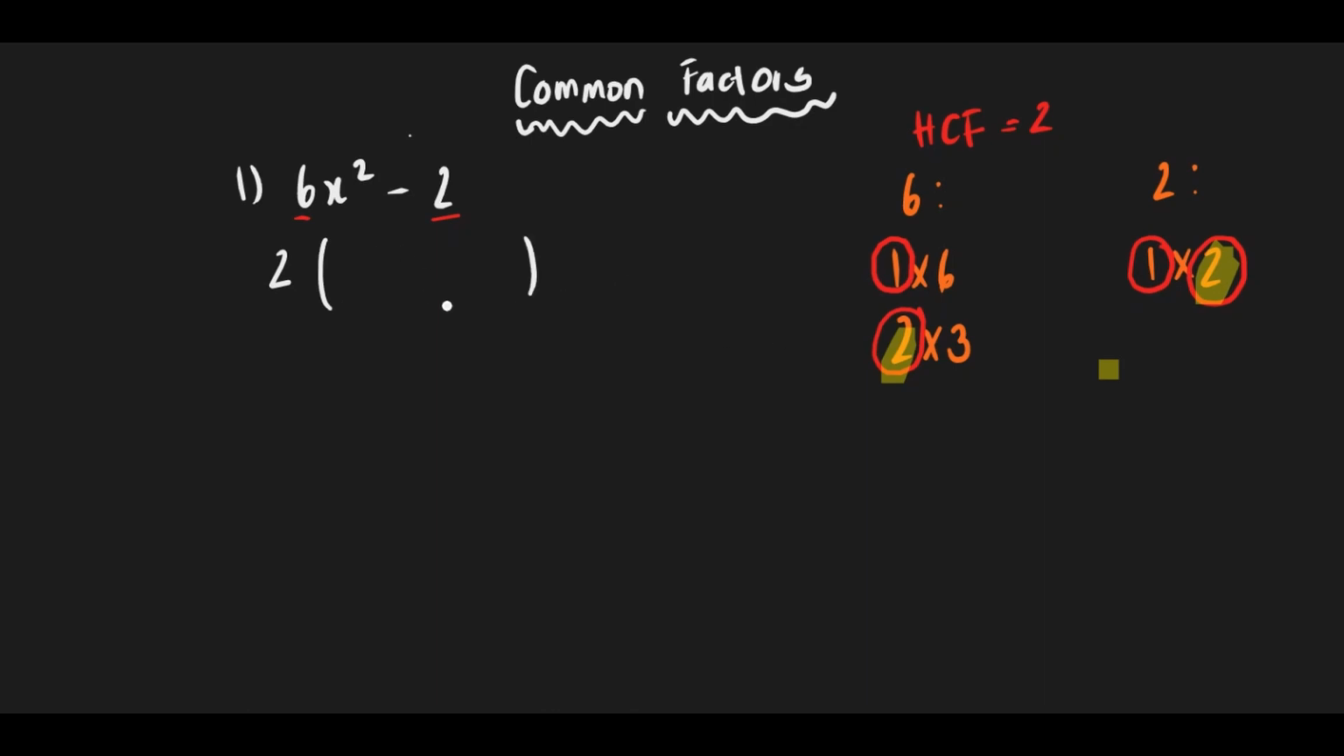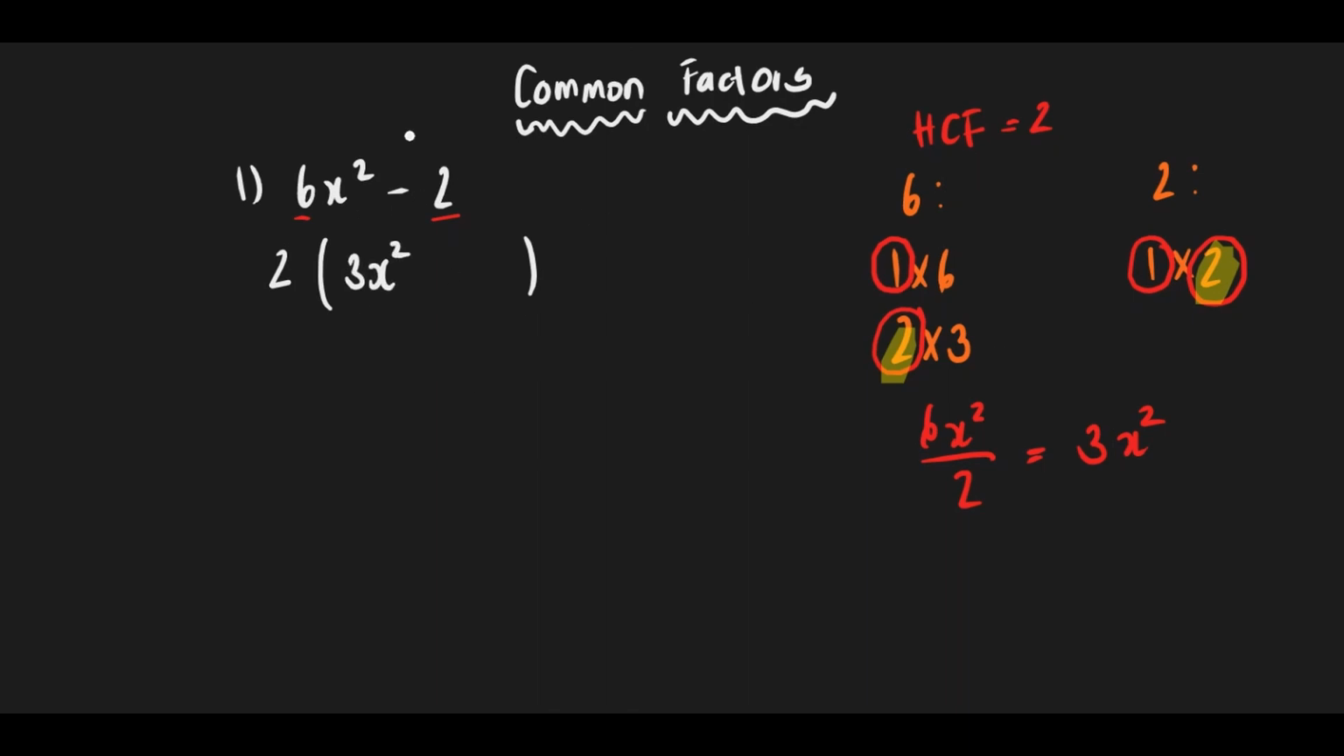After opening our bracket, we need to find each term that goes inside the bracket. To do that, we take each term and divide it by the highest common factor. So the first term is 6x squared. We're going to say 6x squared divided by our highest common factor, which is 2. Then 6 divided by 2 is going to give us 3. Then the x squared is just going to come down. So here, the first term is going to be 3x squared.